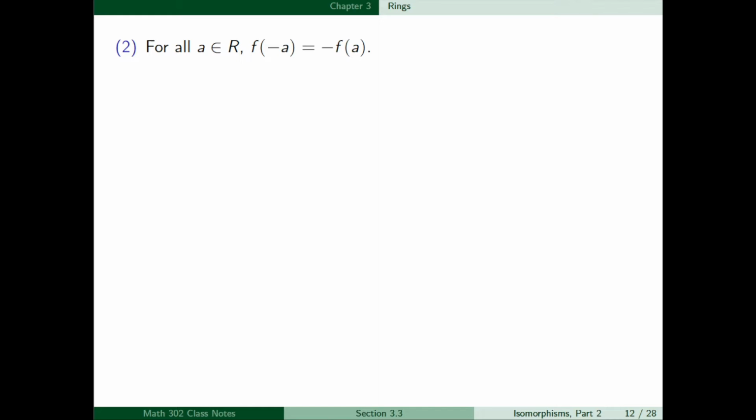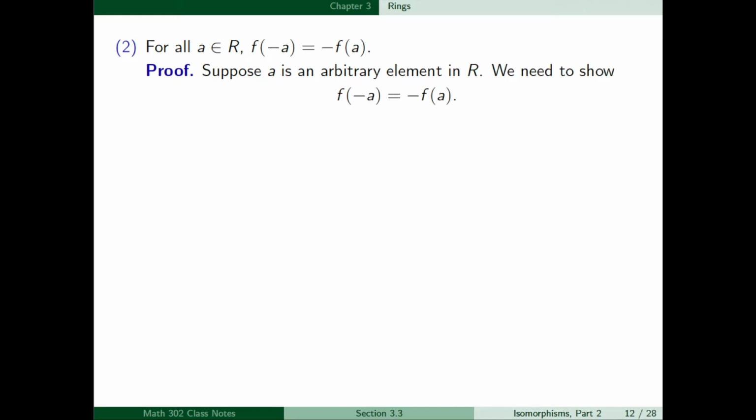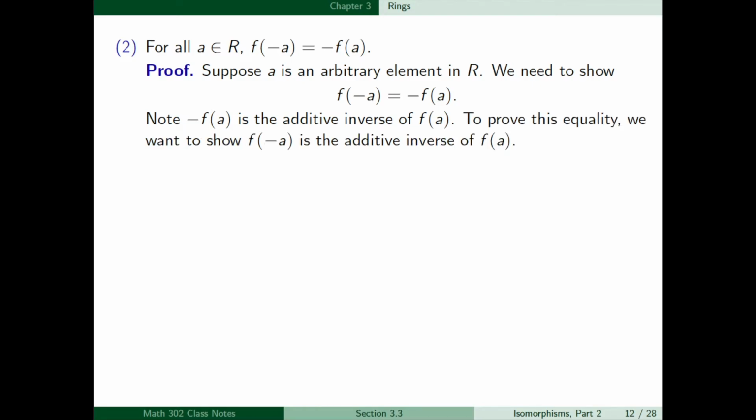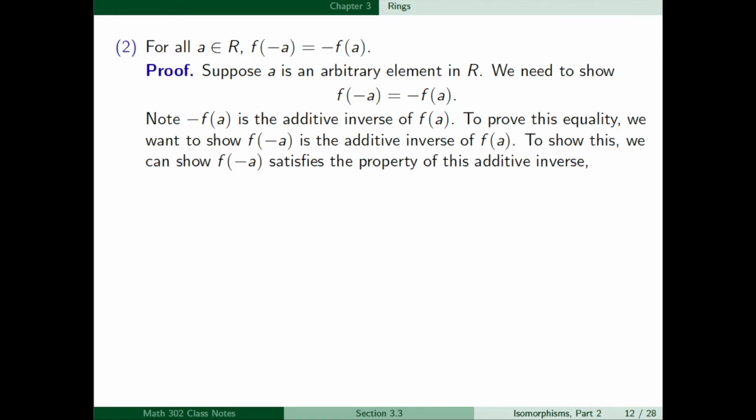For property 2, we want to show for all elements a in R, f of minus a is equal to minus f of a. So suppose a is an arbitrary element in R. We need to show f of minus a is equal to minus f of a. Now note that minus f of a, by definition, is the additive inverse of f of a. And to prove this equality, we want to show that f of minus a is the additive inverse of f of a. So to show this, we can show that f of minus a satisfies the property of this additive inverse, namely that f of a plus f of minus a is equal to 0 sub S.